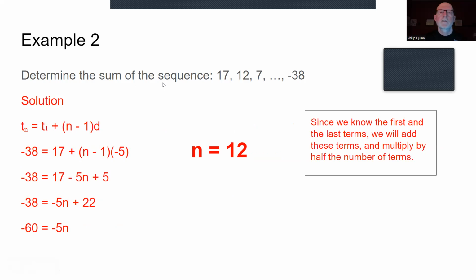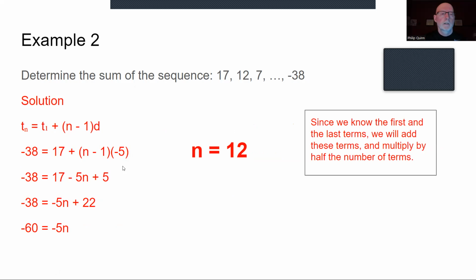So determine the sum of the sequence. t_n is equal to t1 plus (n minus 1) times d. Substitute what we know. So we've got the nth term as negative 38, this term right here. First term, 17, added to (n minus 1) times the common difference of negative 5.